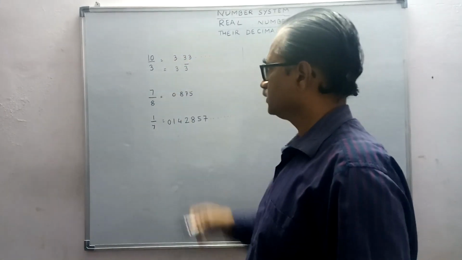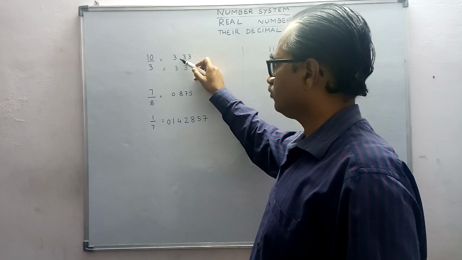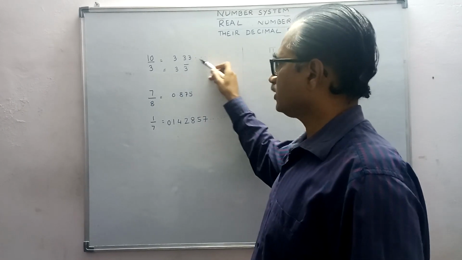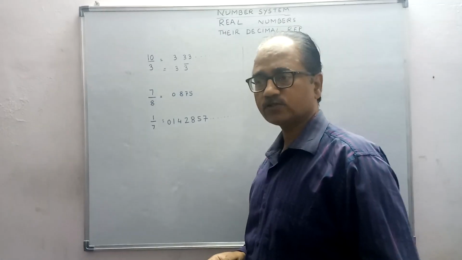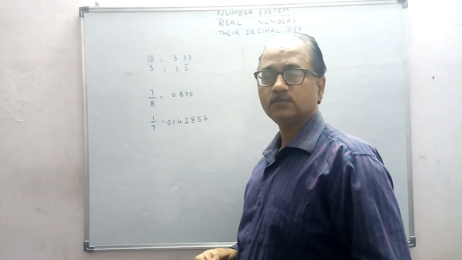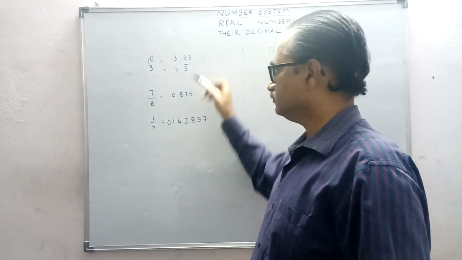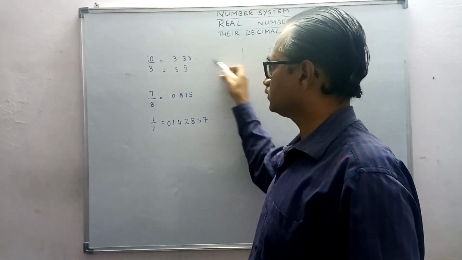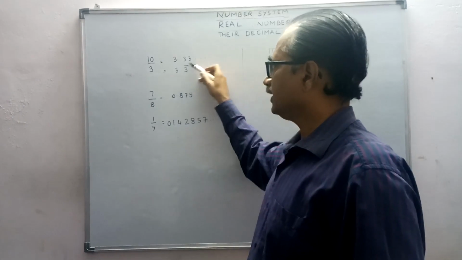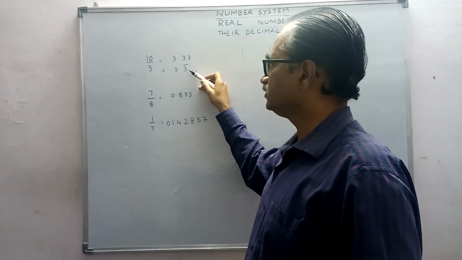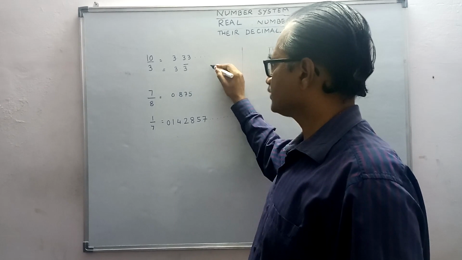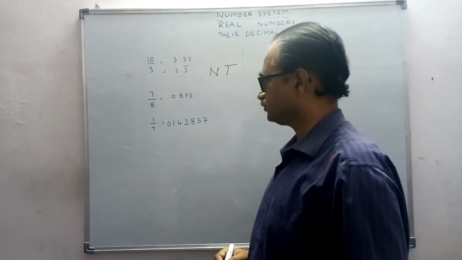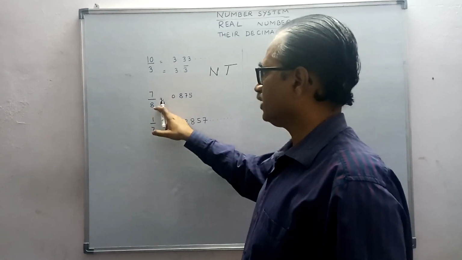upon 3. This can be written as 3.333... This is not coming to an end. It is called non-terminating because it is not coming to an end. It doesn't have any end. So it is non-terminating. It can be written as 0.3 bar. This is called non-terminating decimal representation.